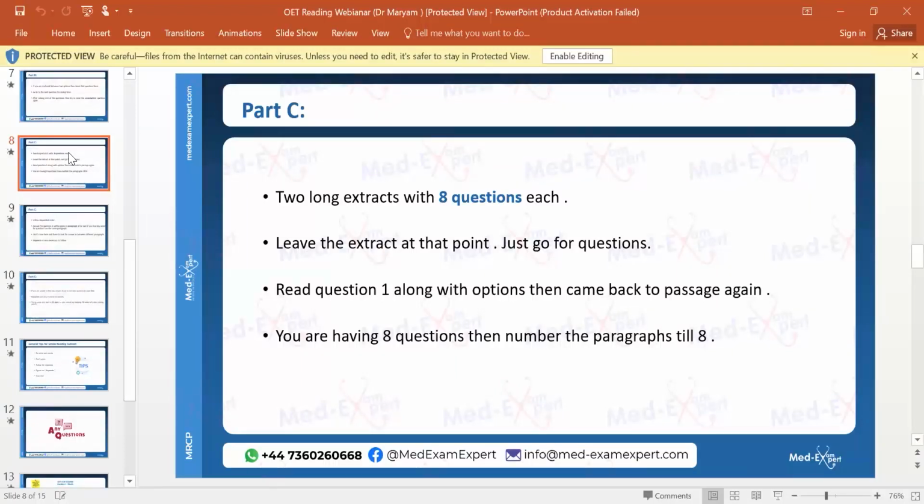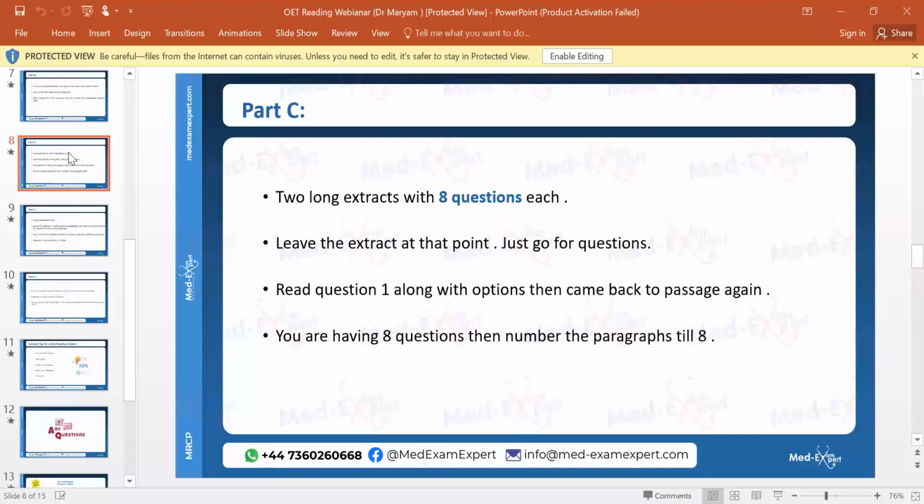I must advise you that when you have read all the 8 questions, just questions, not options, then you should move back to the passage. Now you don't have to read the passage, you just have to number it. Like paragraph number 1, you should write number 1. Paragraph number 2 is number 2, for your ease. It will help you, because I have told my students that the OET exam just follows the sequential order.